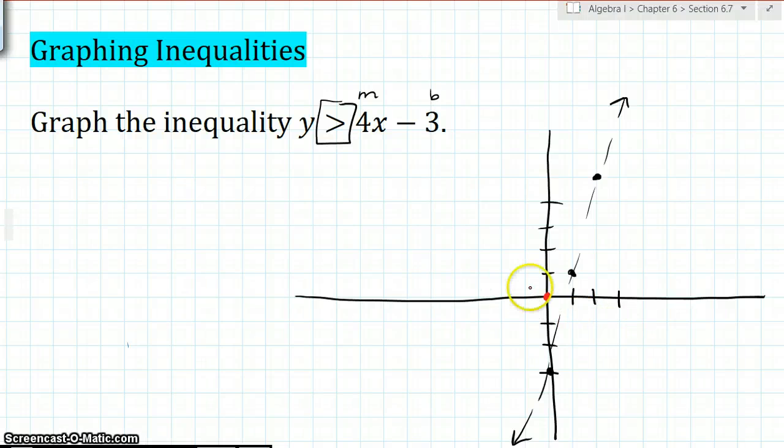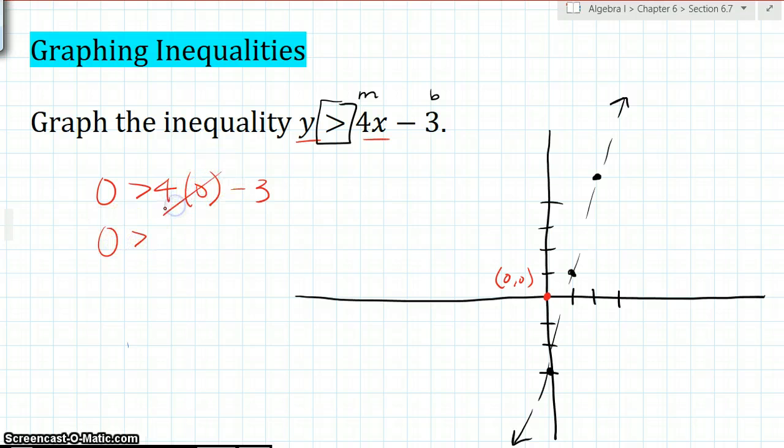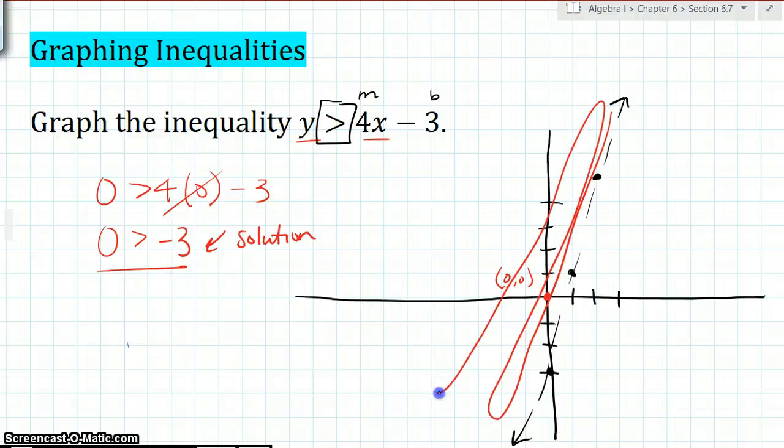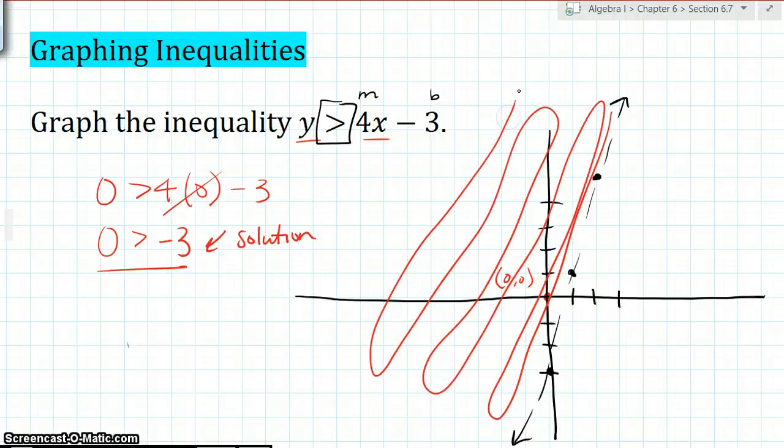So if I pick the point 0, 0, I'm going to put 0 in for x and y. So I have 0 is greater than 4 times 0 minus 3. When I do this math, 4 times 0 is 0, so I have negative 3. Is 0 greater than negative 3? Yes, that is true. So this point is a solution, and I'm going to shade towards 0, 0, on this side. And that's my graph.